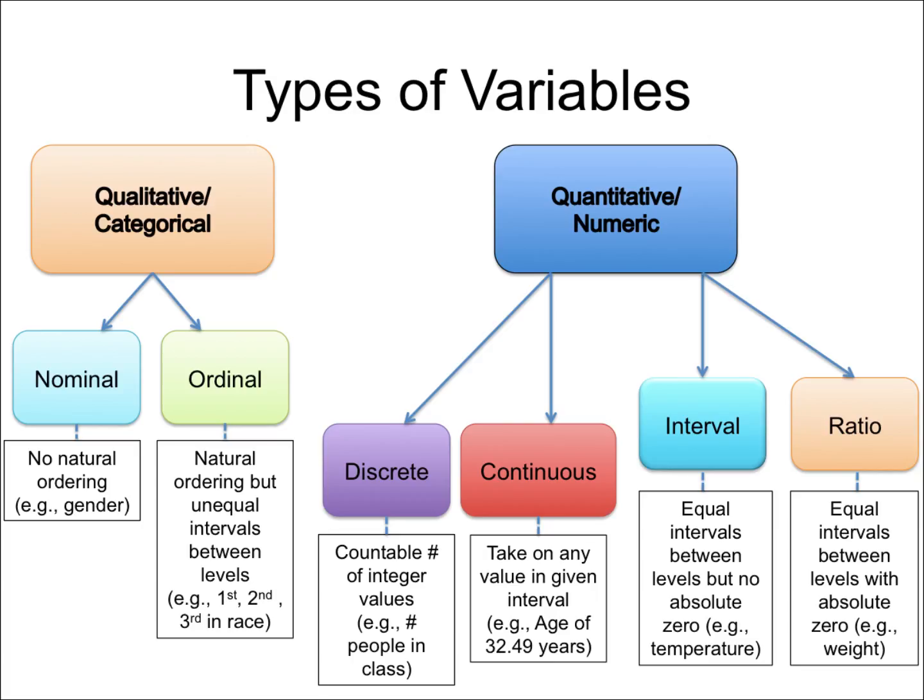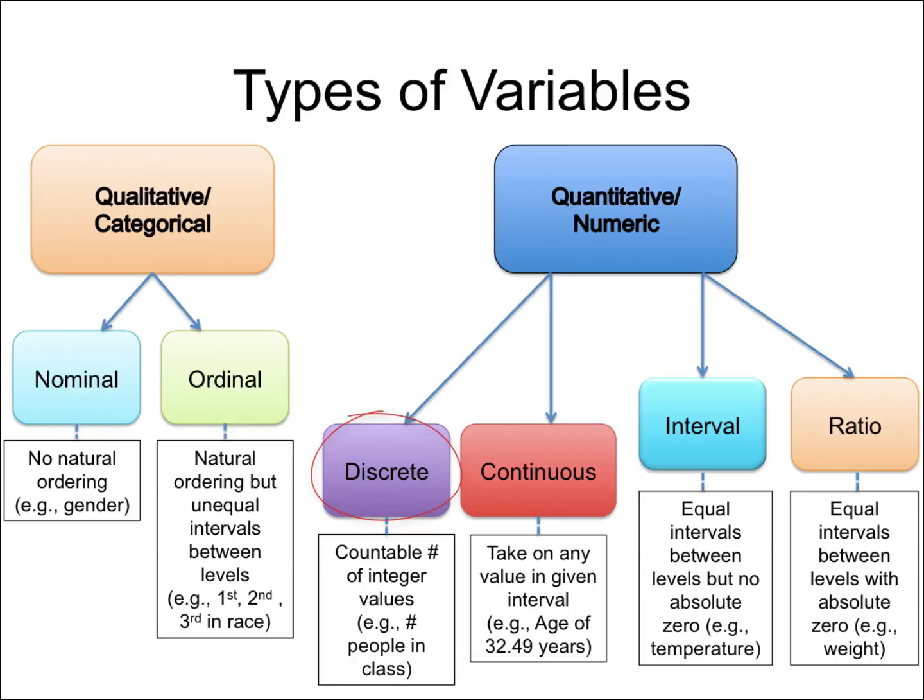So I already went over this in our first tutorial, so I won't spend a lot of time on this, but qualitative variables can be either nominal or ordinal. So nominal qualitative variables have no natural ordering, so for example, gender. Or these can be ordinal, where they have categories with a natural ordering, but the intervals between each category are not equal. So for example, first, second, and third in a race.